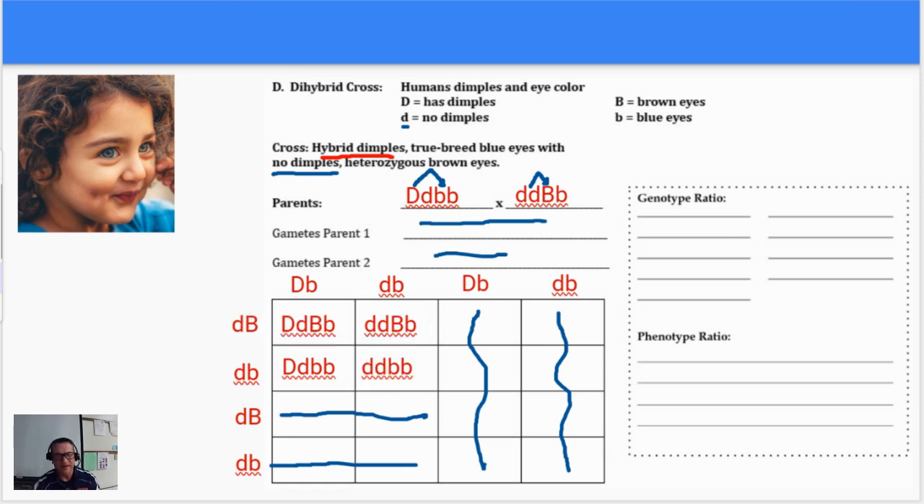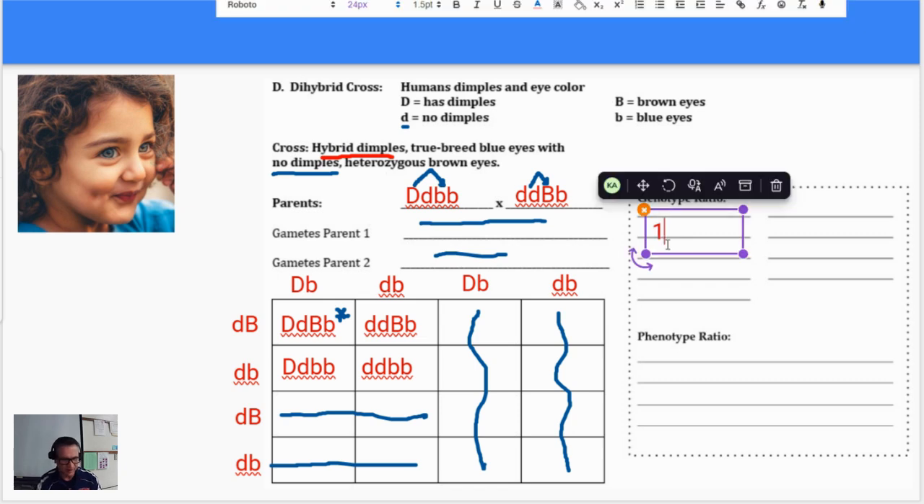All right, genotypic ratio. It's just saying how many of them we're going to have these specific genotypes. So I'm putting a little star here. How many of them have the genotype of big D, little d, big B, little b? I see 1 out of 4. 1 out of 4 is going to have the genotype of big D, little d, big B, little b.